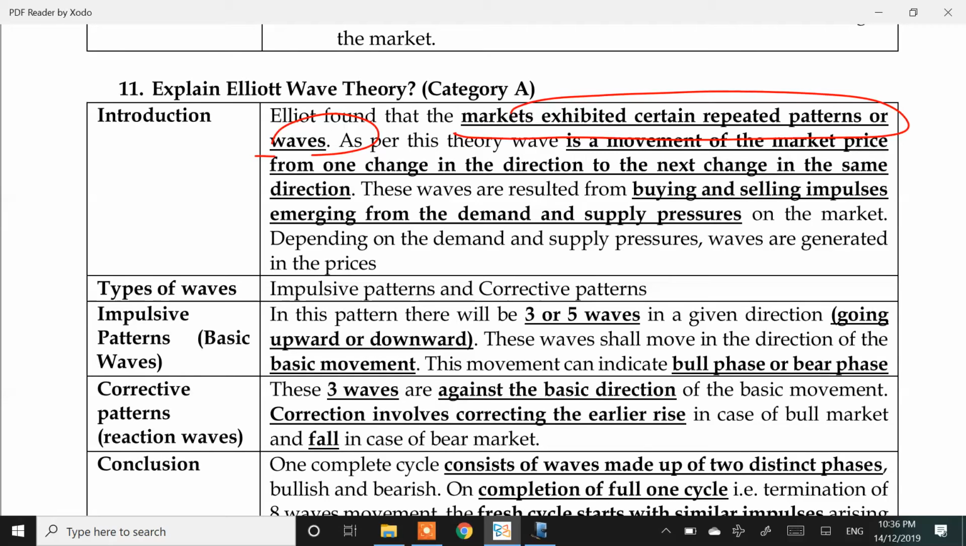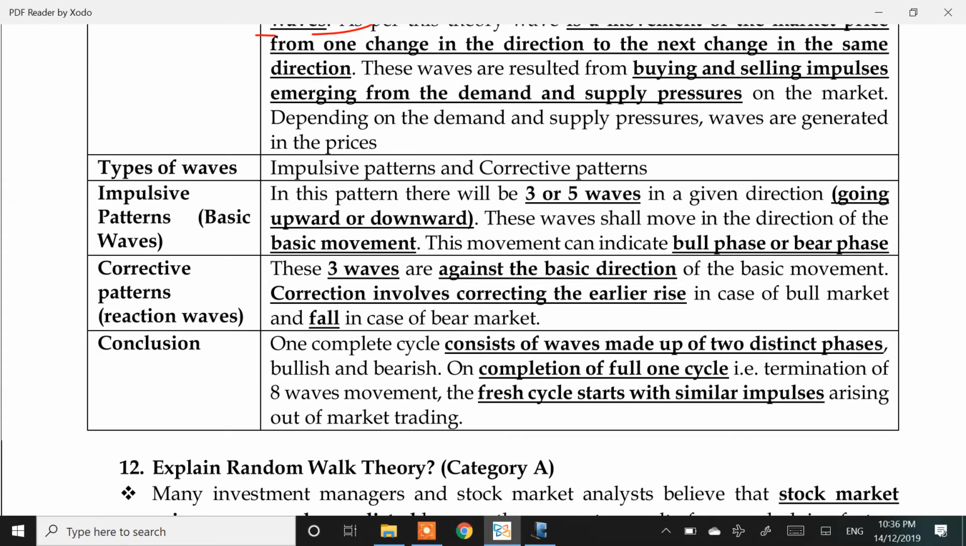These waves will depict the basic movement. This can be a bull market or a bear market, and the opposite of that will happen in the corrective patterns. And one complete cycle consists of waves of two distinct phases. On completion of one full cycle, the next cycle will start again with the same movements.